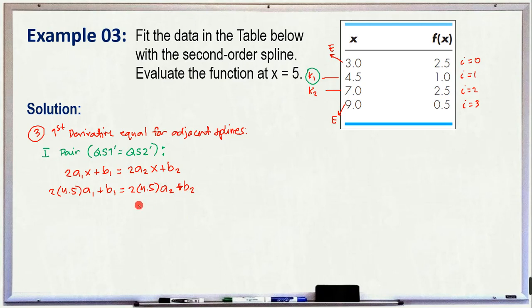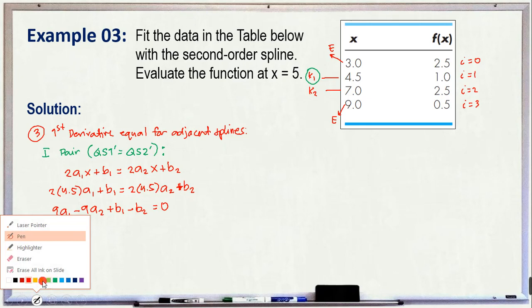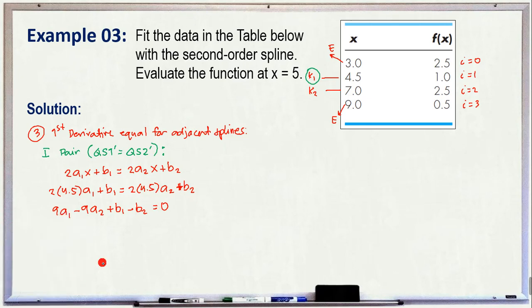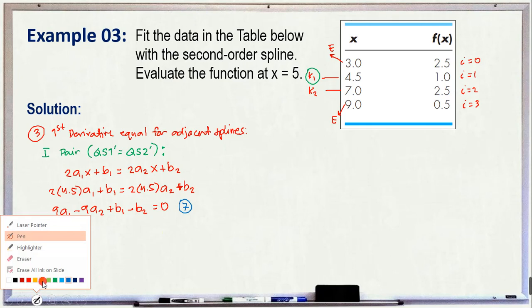Let's arrange. 4.5 times 2 is 9. So we have 9 a sub 1, transposing a sub 2, minus 9 a sub 2 plus b sub 1 minus b sub 2 equals 0. And that is our equation number, what number again? Number 7.